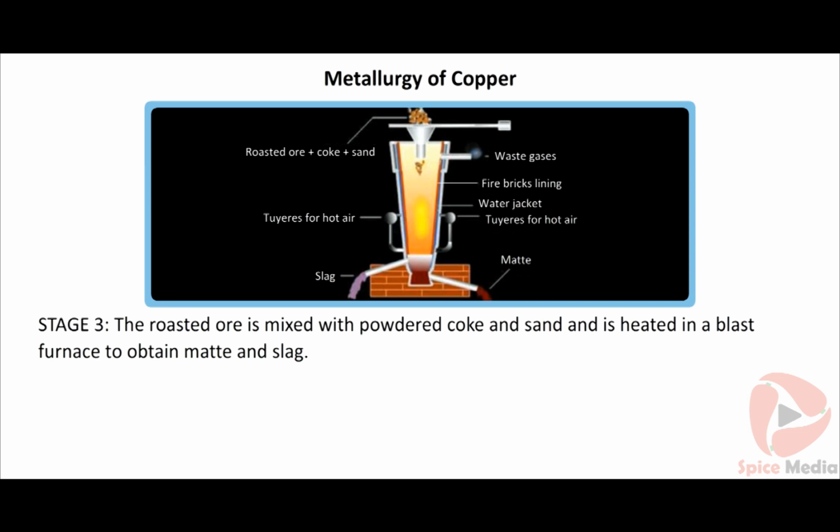Stage 3. The roasted ore is mixed with powdered coke and sand and is heated in a blast furnace to obtain matte and slag. The slag is removed as a waste. Matte is Cu2S + FeS.